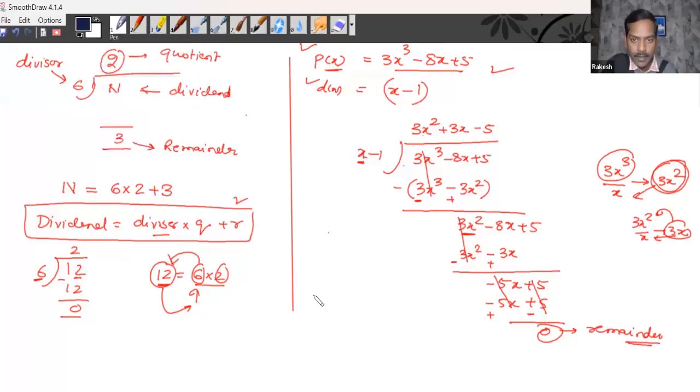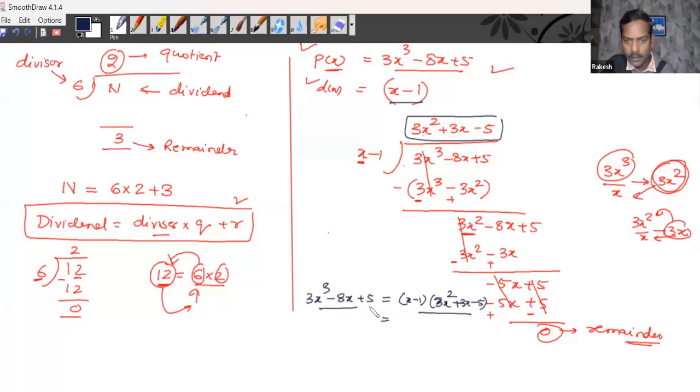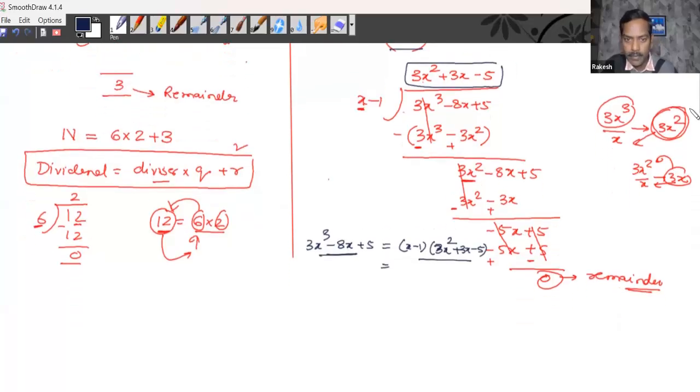Here we can see that p of x is 3x cube minus 8x plus 5. This should be equal to the divisor, which is x minus 1, multiplied by the quotient 3x square plus 3x, sorry, minus 5. This is minus 5. Let's see. If I open this, do I get this or not?